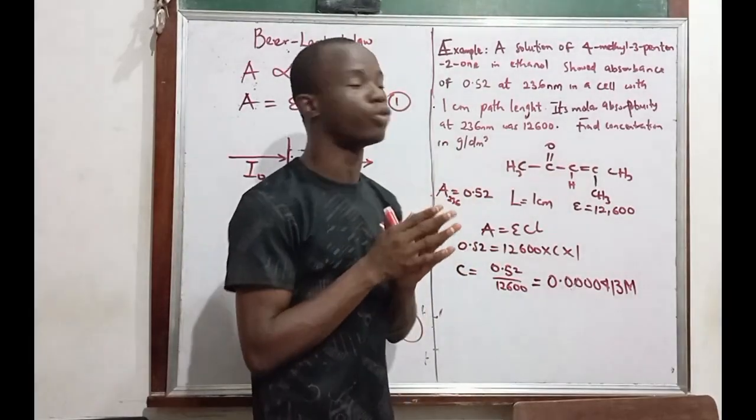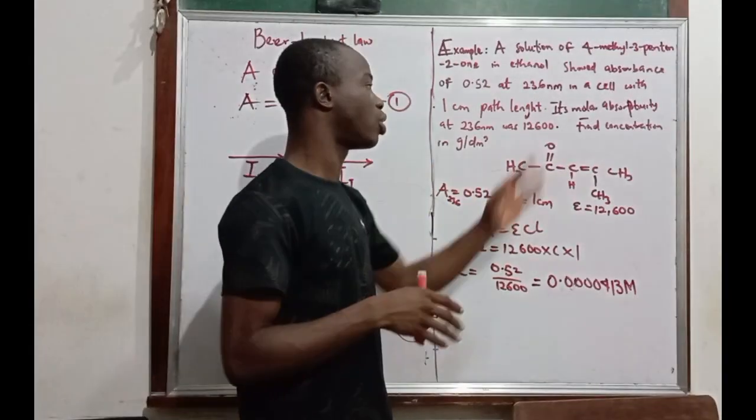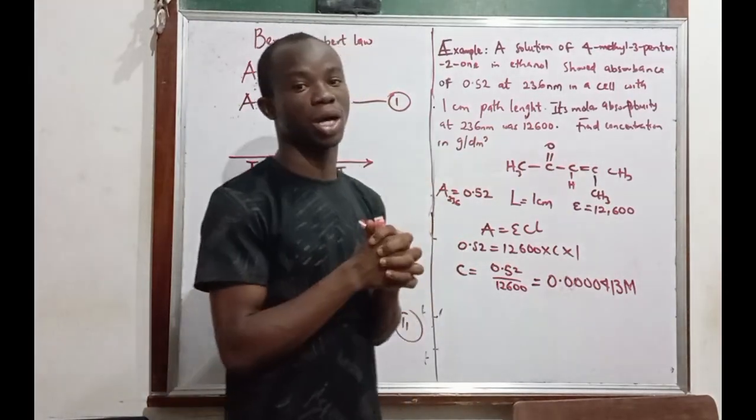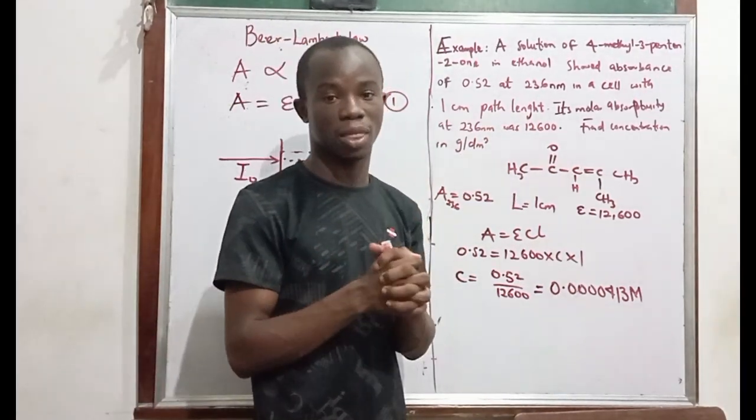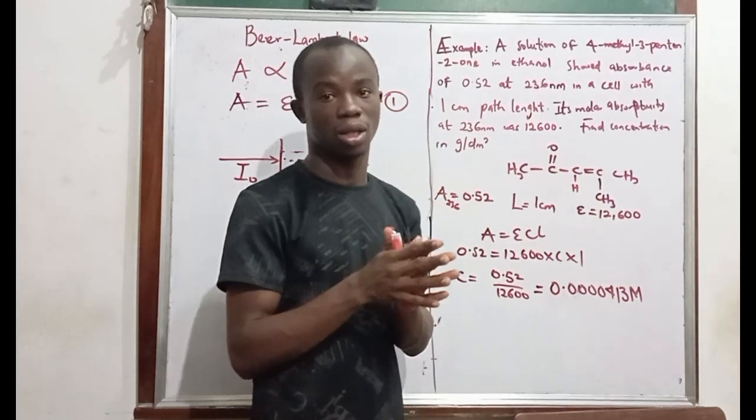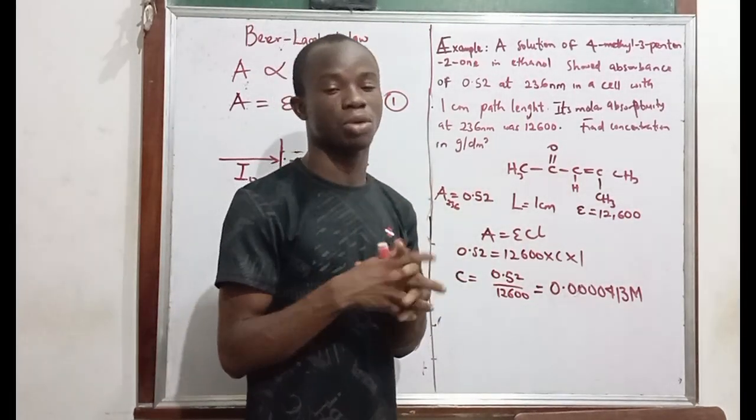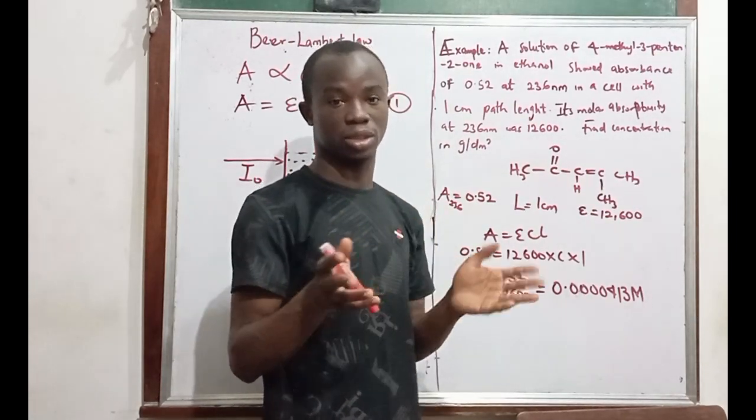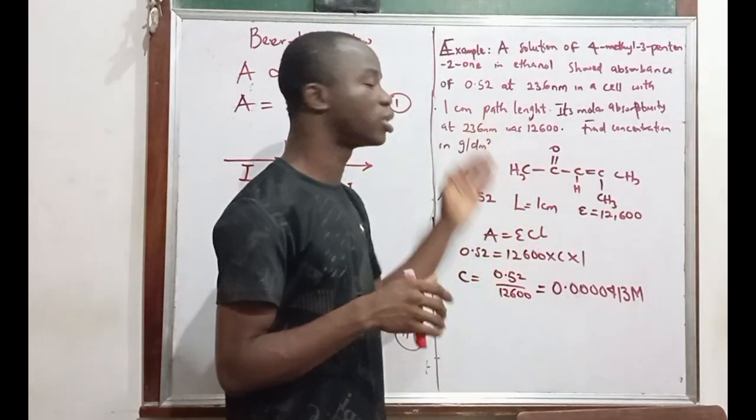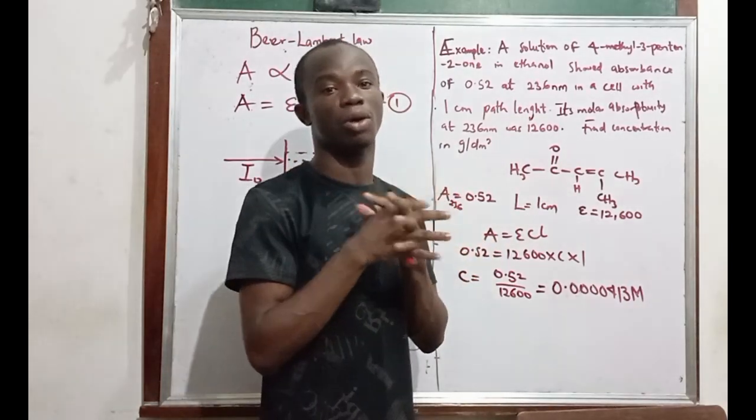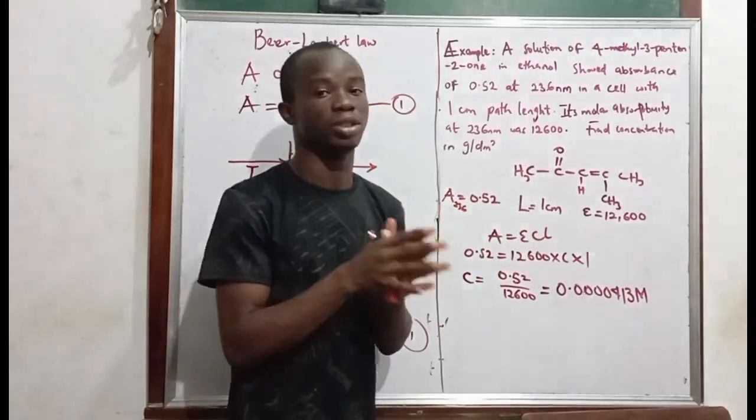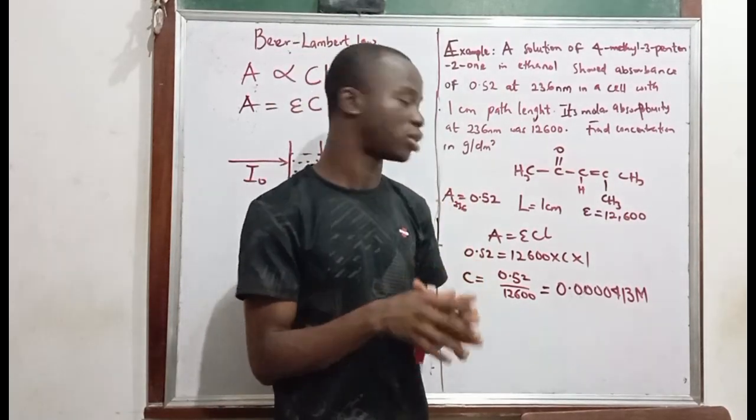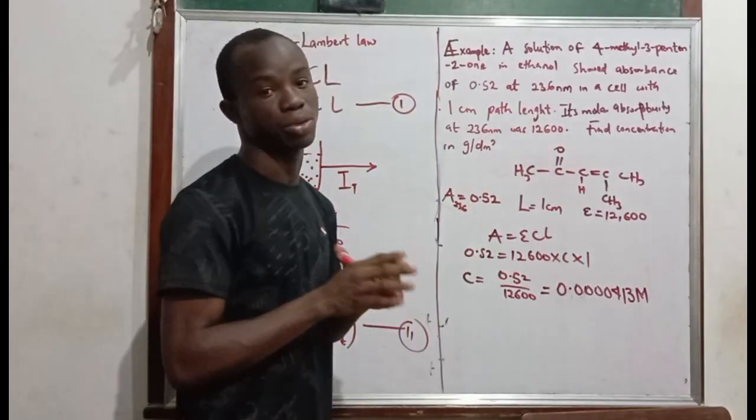Before I move further, one might want to ask about the unit of the molar absorptivity. Like I said, the unit of the molar absorptivity is per molar, per centimeter. But sometimes some people also use meter square per mole. The most common one that we normally use is per molar per centimeter. That's the unit of molar absorptivity.